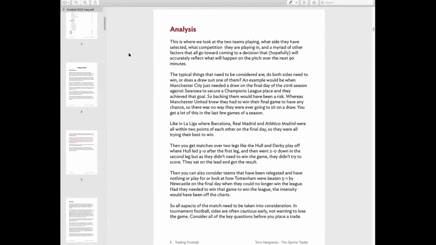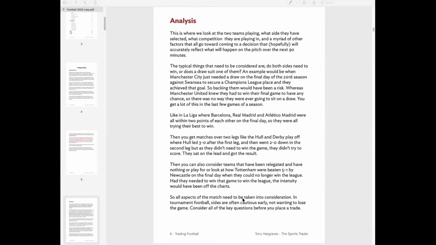Then you've also got to consider teams that have been relegated have nothing to play for. So I think we've got a couple of them tonight. So then you've got the teams that have got sort of nothing to play for. They're done. Like, you know, we were saying last night, Crystal Palace, that they're sort of mid-table. They're not going to go anywhere. They're not going to be relegated. But Chelsea, you know, they had a lot to play for. So it's all dependent on the type of game that you're trading.